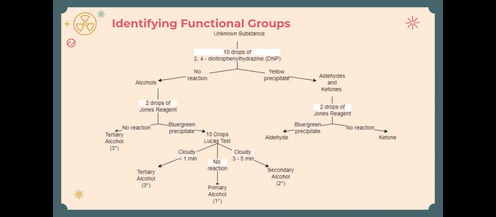Different functional groups can be identified using a variety of tests. The qualitative analysis of alcohols, aldehydes, and ketones identifies whether an unknown compound is a primary, secondary, or tertiary alcohol, or an aldehyde or ketone. This is because different functional groups react in different ways to different reagents. The process, reagents, and results can be seen in the diagram.